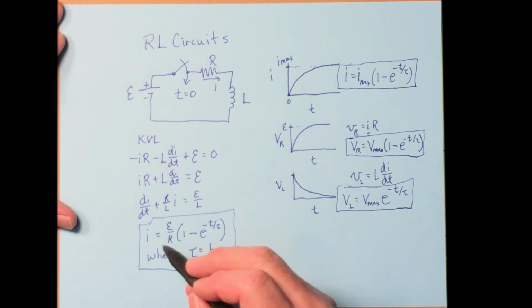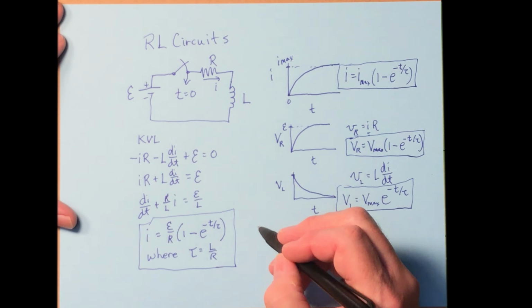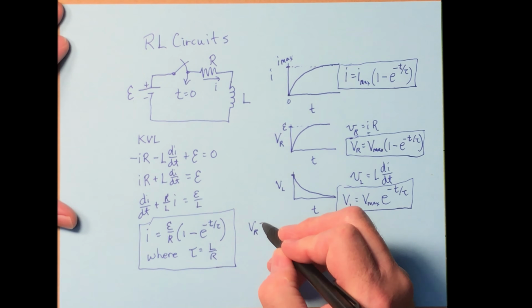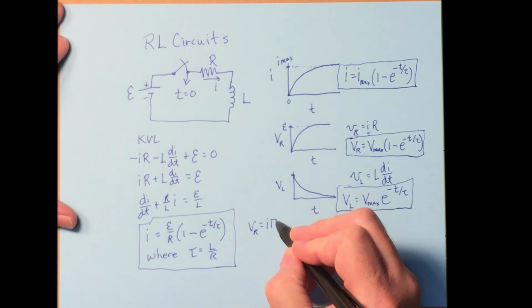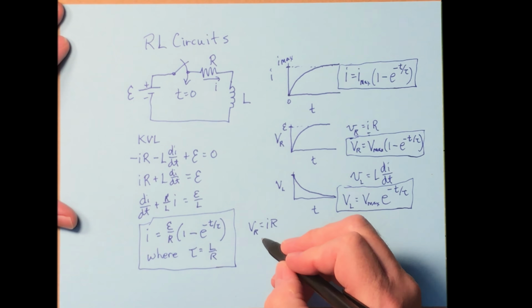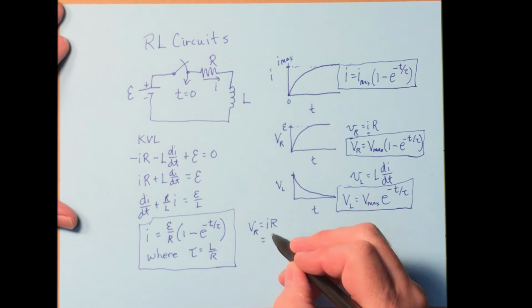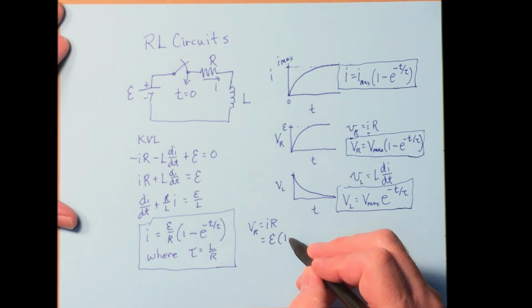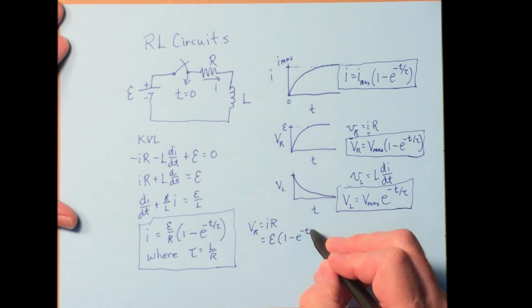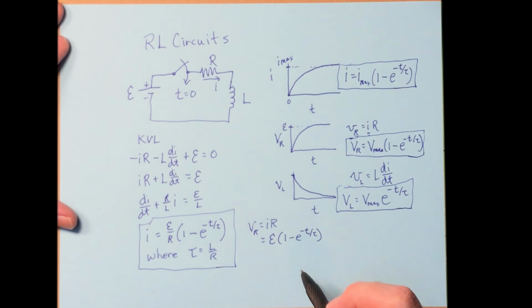Okay, now that we've got that, can we get the voltage across the resistor? Well, the voltage across the resistor is just going to be I times R. So if we take this and multiply it by R, we end up with E times 1 minus e to the negative t over tau. There, we've got V sub R.